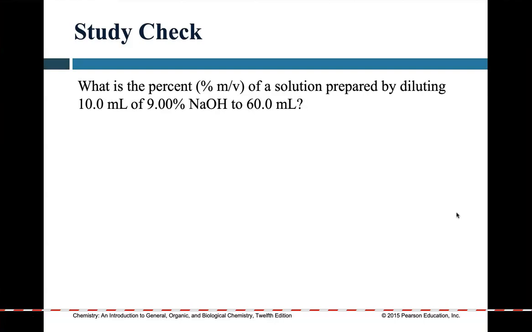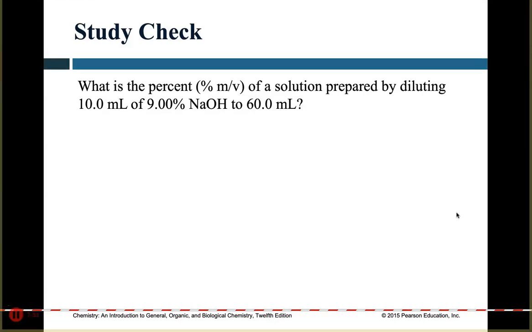All right. So let's tackle this problem. It's asking me again, what is the percent mass per volume of a solution prepared by diluting a 10 ml solution at a concentration of 9% NaOH, and I'm diluting it to a final volume of 60 mils. So again, givens and finds.